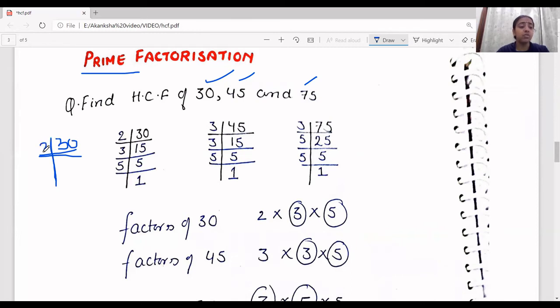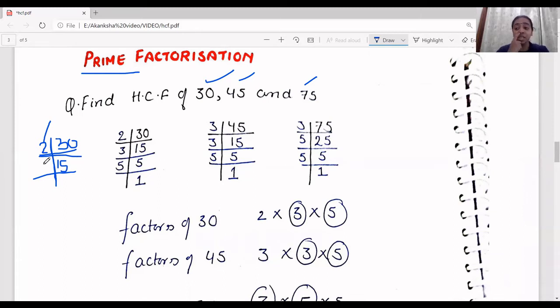So can 30 be divided by 2? Yes. And 2 is also a prime factor. So 2 and 30. When you divide 30 by 2, you get 15. So 15 will be written down. And then moving ahead to finding out the prime factors. Now, can 15 be divided by 2? No, it cannot be divided by 2. It's not completely divisible, right?